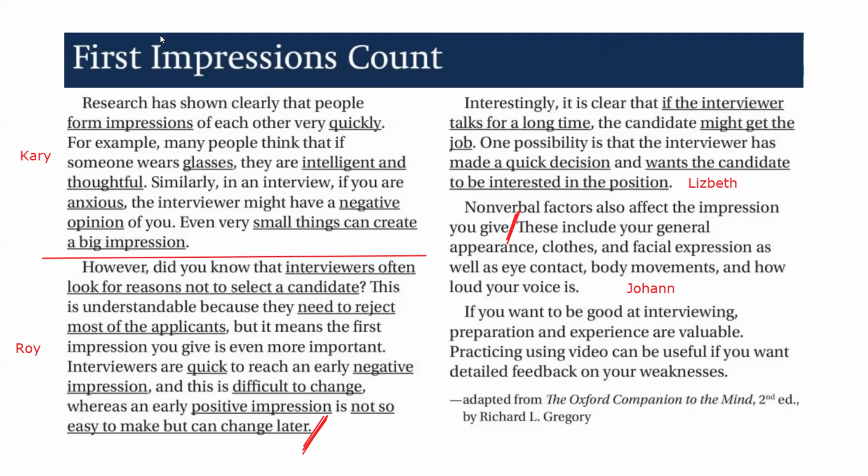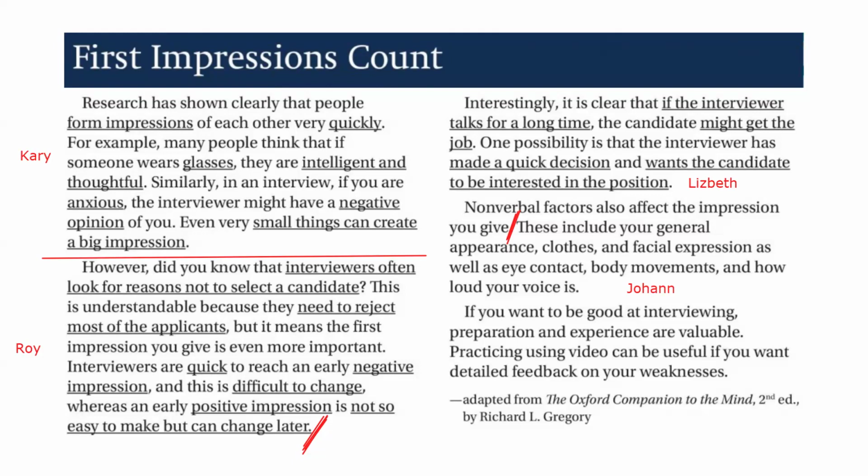However, did you know the interviewer often looks for reasons not to select a candidate? This is understandable because they need to reject most of the applicants. But it means the first impression you give is even more important. Interviewers are quick to reach an early negative impression, and this is difficult to change, whereas an early positive impression is not so easy to make and can change later. Yes, thank you.